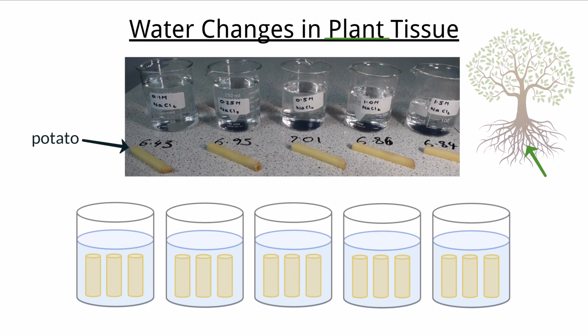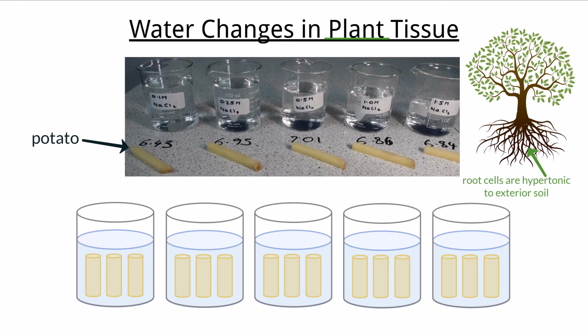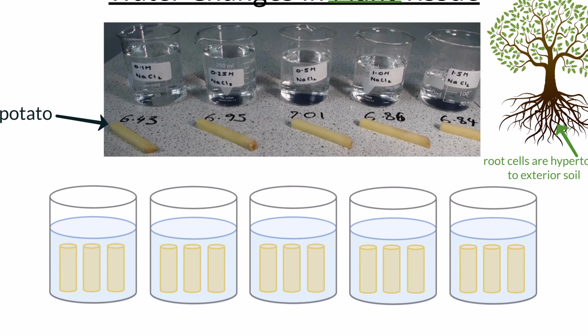Water naturally moves into plant roots because the roots are hypertonic compared to the water in the adjacent soil. But what happens if you take a plant, like a piece of a potato, and submerge its tissue into different solutions that contain different concentrations of the same solute? We can see an illustrated setup here.